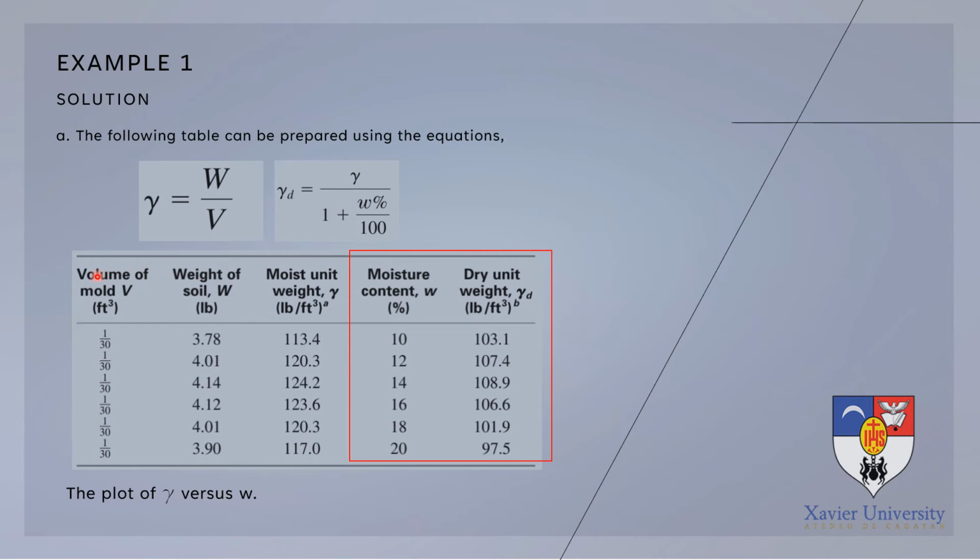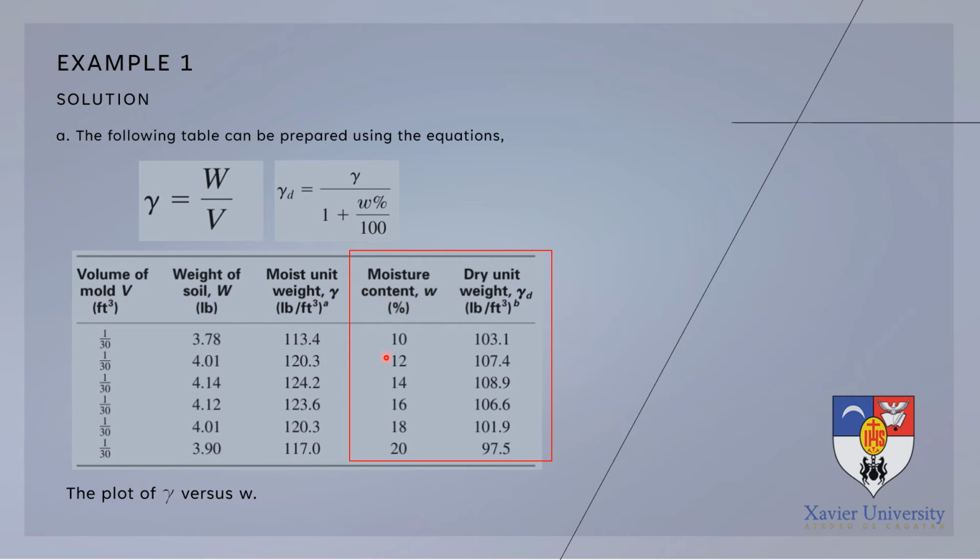So we have here as our given the volume of the mold and the weight of our soil. And then we have the moisture content corresponding to each of these weights of soil. From the given volume and the given weight, we can simply get our moist unit weight, which is equal to weight divided by volume. So we can get the value for our moist unit weight.